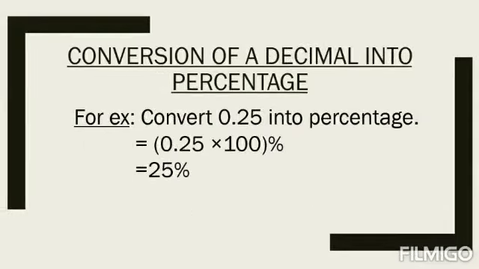Okay. Topic is conversion of a decimal into percentage. If we have to convert any decimal number into percent, again we have to multiply it by 100. So 0.25 into 100 will be 25%.